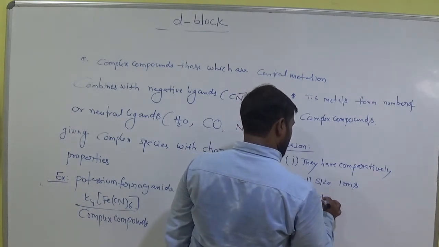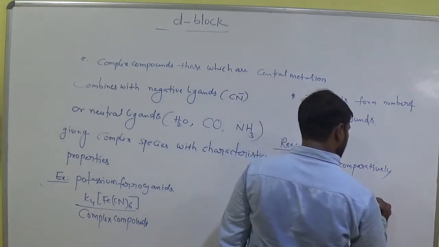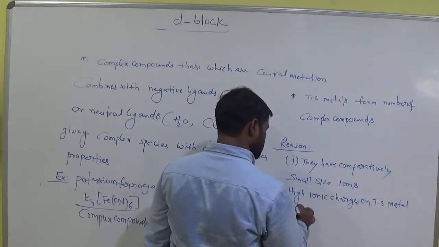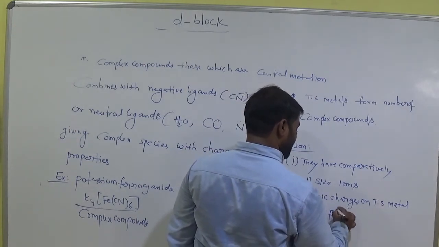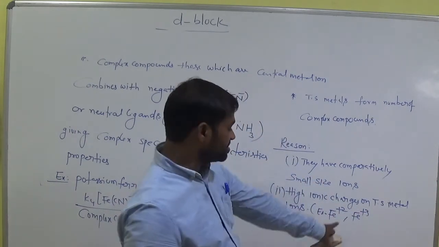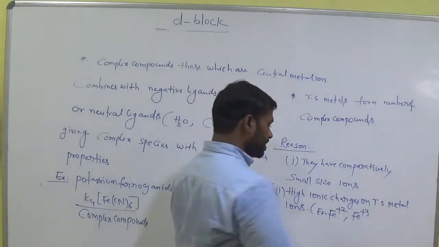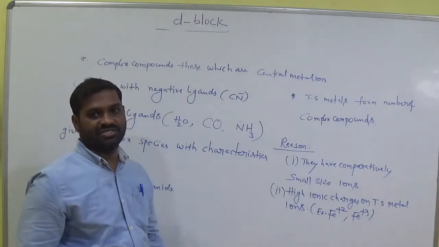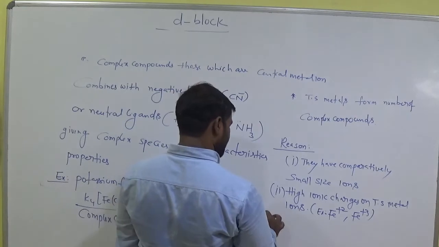High ionic charges on transition metal ions. Suppose iron, Fe+2 and also Fe+3. Ionic charges means these types of charges: +2, +3, +6, +7 also. Clear? So ions means it is having charge. High charges are possible.